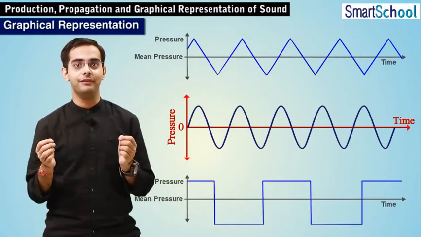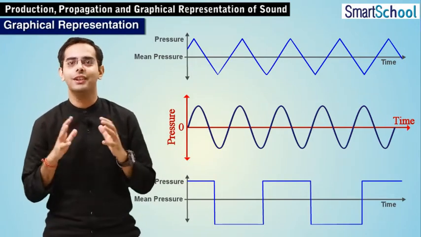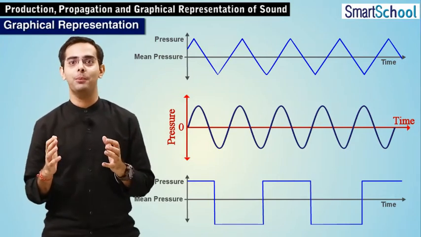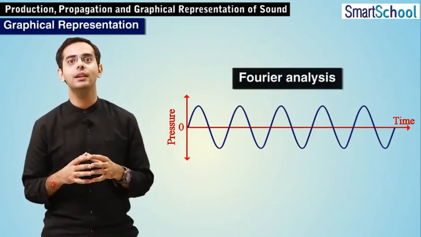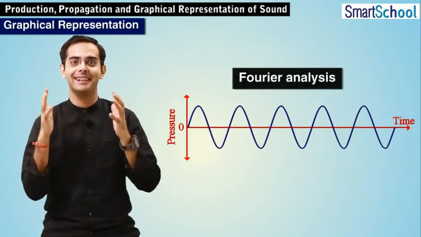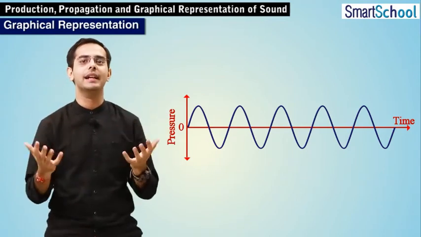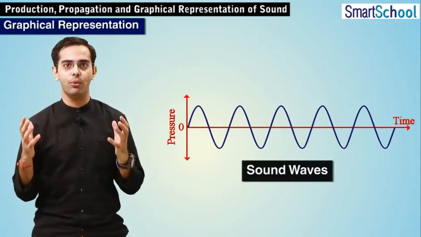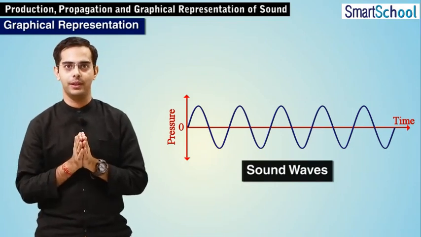Now the same wave can be represented in various shapes, and this makes our analysis really difficult. So we often model the sound as a set of superimposed sinusoids, and this is done using a mathematical technique called Fourier analysis. Don't worry, this is a concept which you will be learning in your higher grades. For now, you can simply keep this graphical representation in your mind when it comes to visualizing sound waves. So with this, we come to the end of this module on production, propagation, and graphical representation of sound. Thank you.